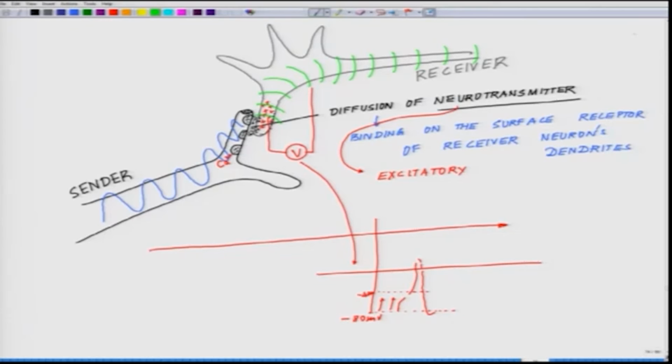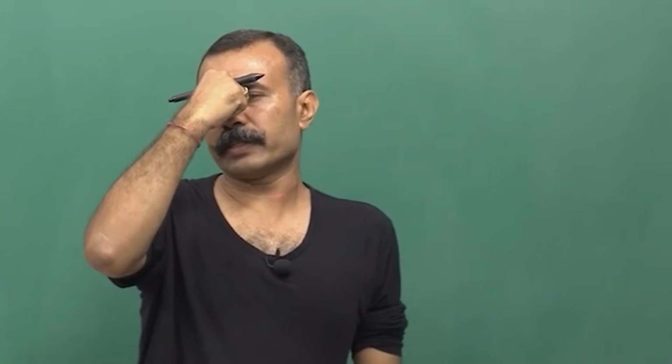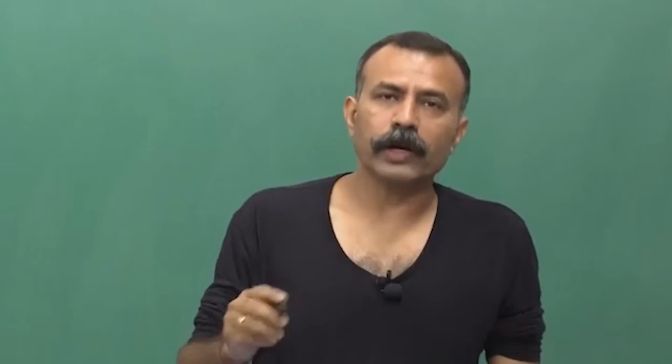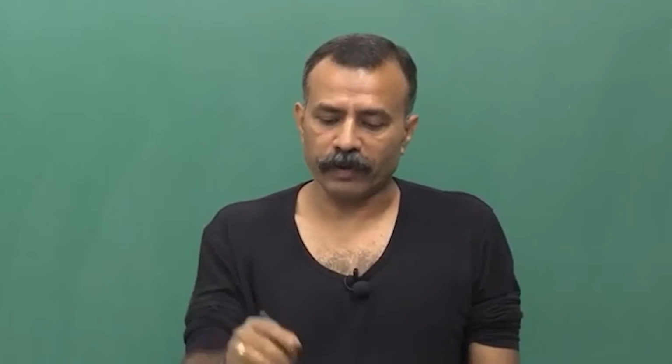Again, the same thing will be repeated at its end. This is the most simplistic way you can understand it. Vice versa, if instead of this being excitatory, this is inhibitory, then what will happen? This minus 80, from minus 80, it will go further down. It will become negatively hyperpolarized. It is already in a polarized state of minus 80. This will become negatively hyperpolarized. So, for this cell to shoot an action potential will be much more difficult, the second one.